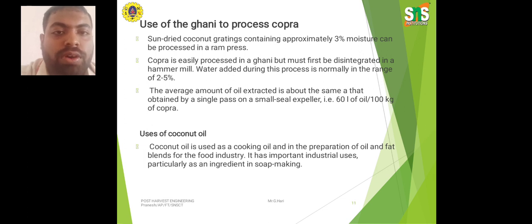The average amount of oil which is extracted is about the same as that obtained by a single pass on a small expeller. That is, 60 liters of oil is obtained from 100 kg of chopra.